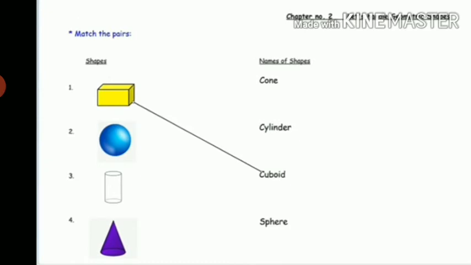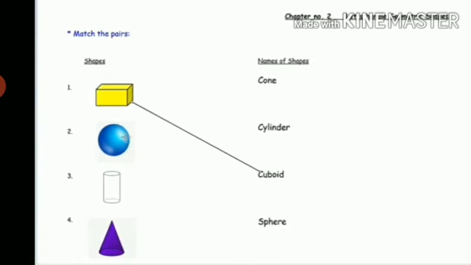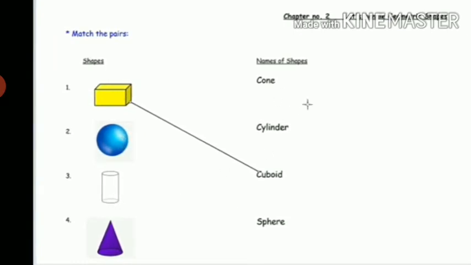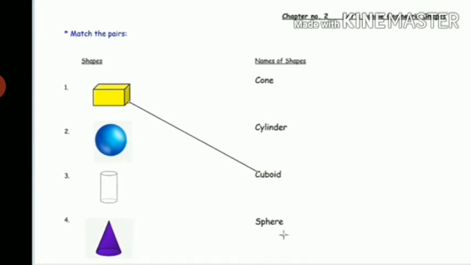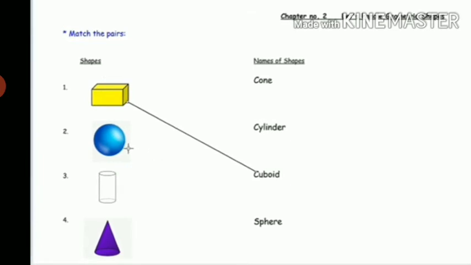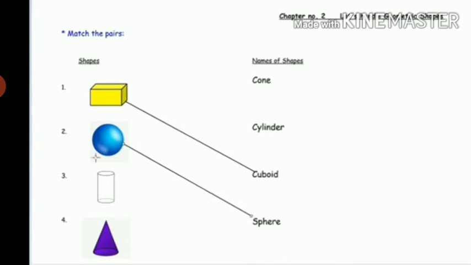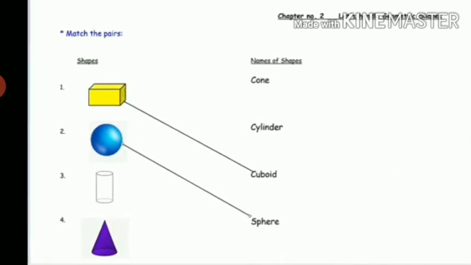Very good. Now here is a circle shape. No, it's a sphere. Where is the sphere? This, yes, it is. The last one is the sphere. So let's match the sphere. Very good. Now let's see the third shape.